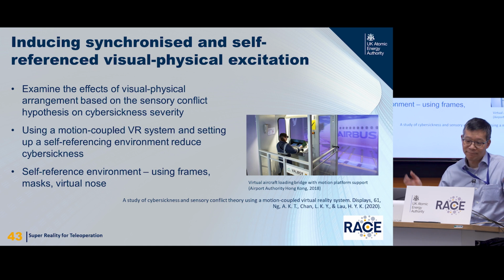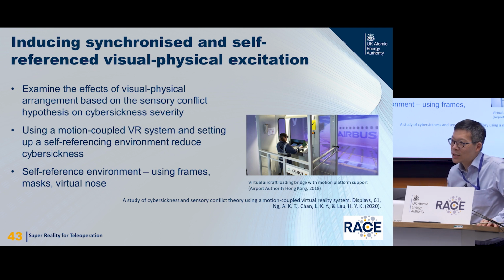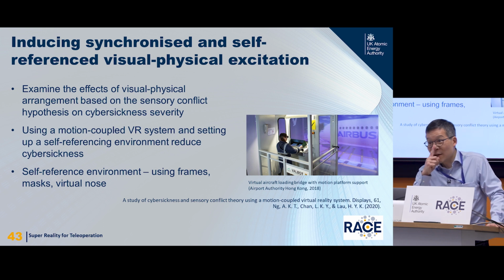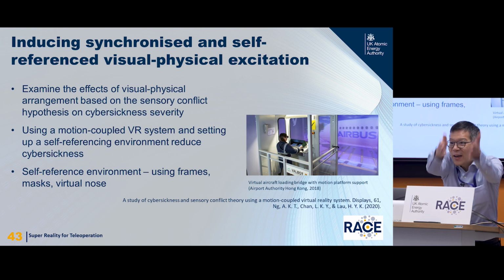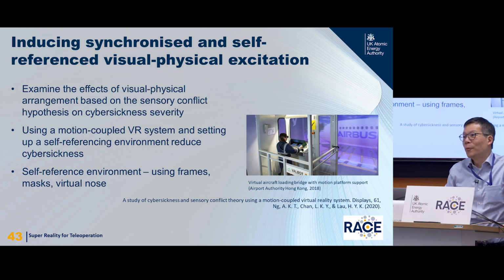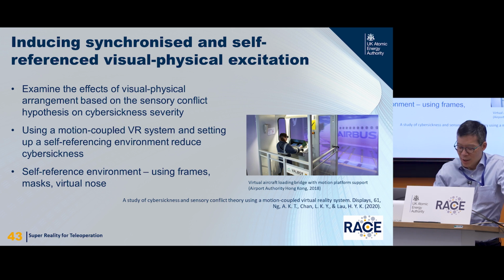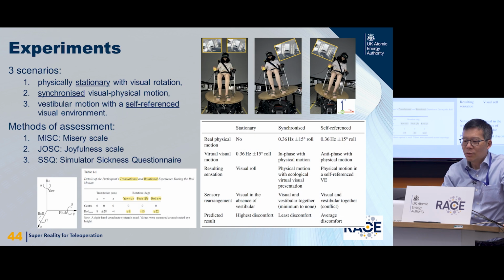So here you are. This is called, the nose issue is called self-referencing. We need to have some self-reference. In addition to redrawing our nose, we can actually put some fixed objects that we naturally do that. One of the experiments that we do is like that.